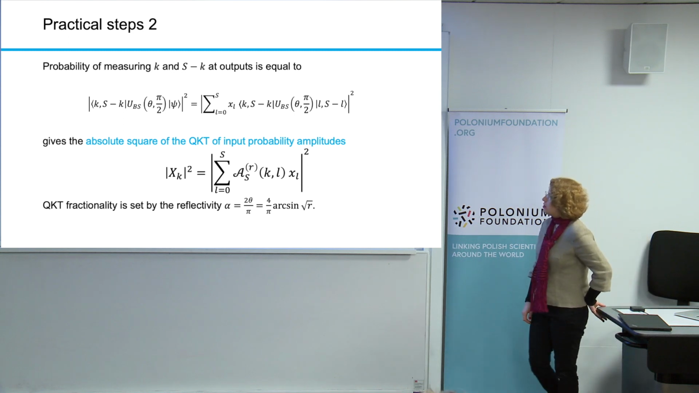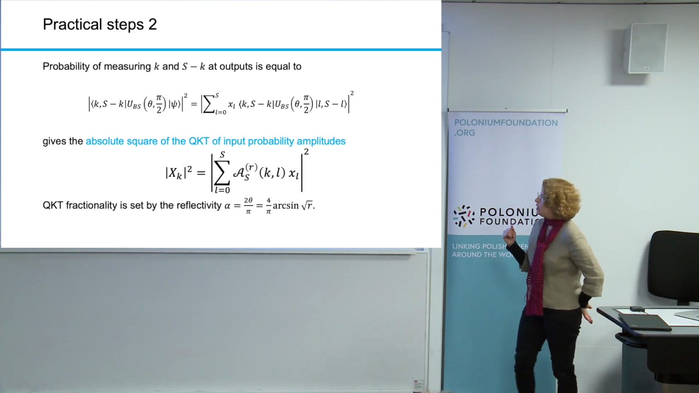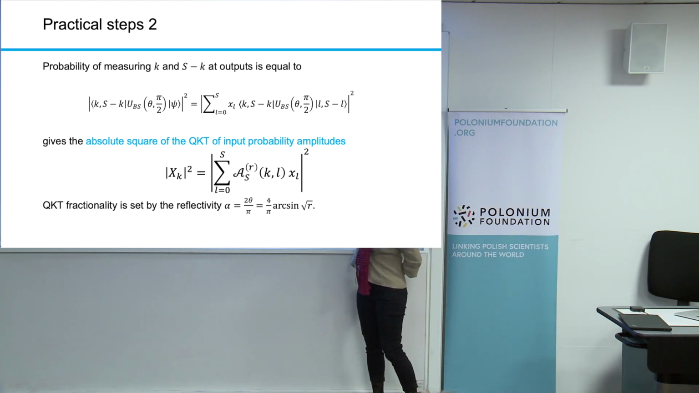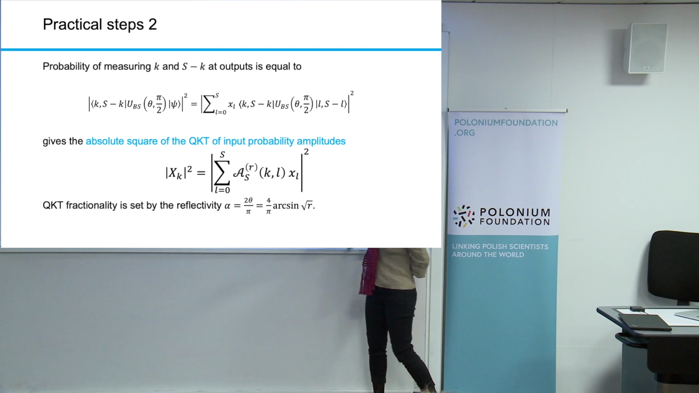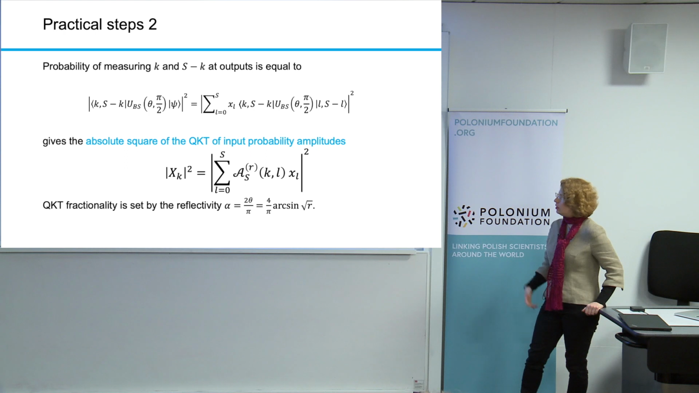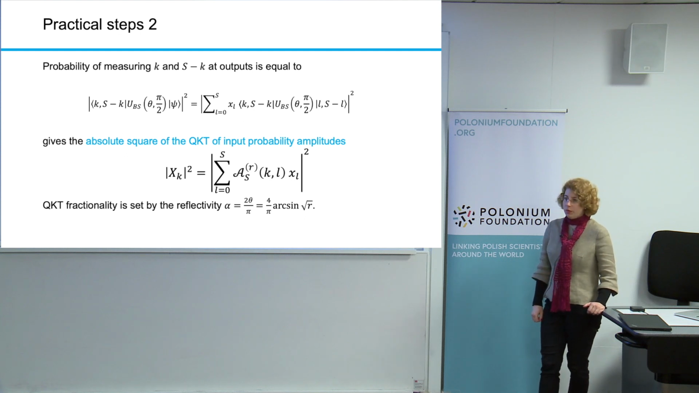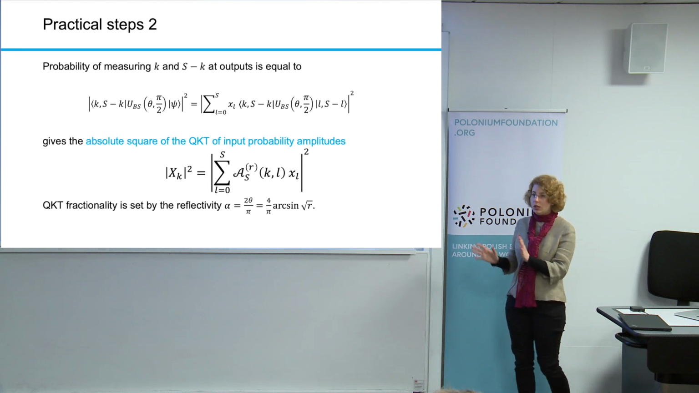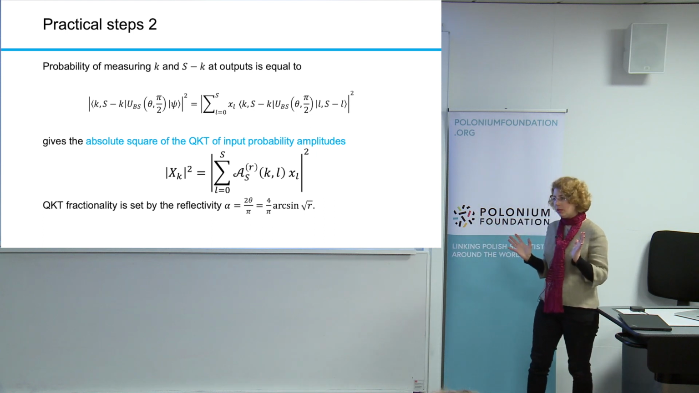The probabilities of events behind the beam splitter exactly compute as the absolute square of the quantum Kravchuk transform. We just have to wait and repeat experiments several, probably hundreds of times, as is usually done in quantum mechanical experiments. The reflectivity of this beam splitter translates one-to-one to the fractionality of the transform. So if the beam splitter is balanced, 1/2, we have the full transform. It corresponds to a full pi/2 rotation in this domain between two complementary variables.